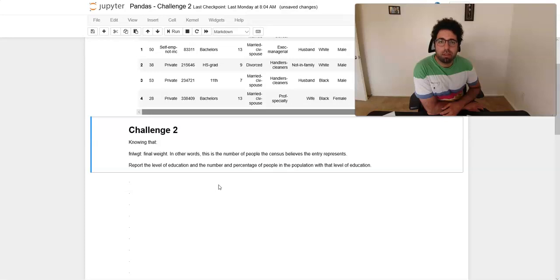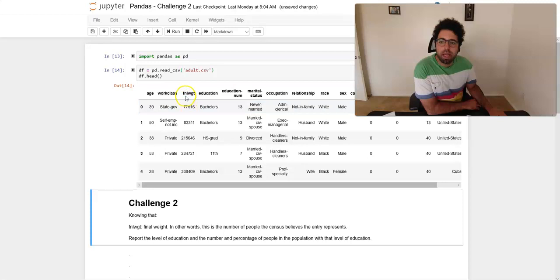We remember, as I said about this data set, that every row is not one individual. Every row is a profile of individuals, and the FNLWGT, which stands for final weight, shows how many people in the population are represented by this row of the data. So when you want to find a number of people, you have to do a summation over this final weight for those represented rows when you're going about this challenge.